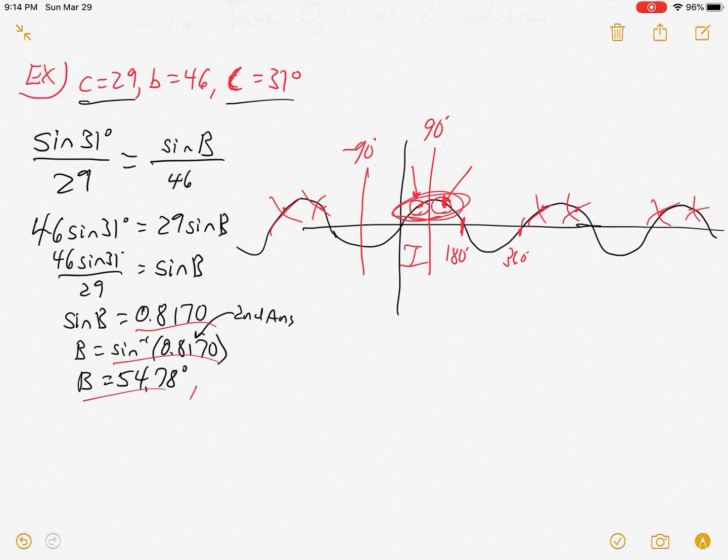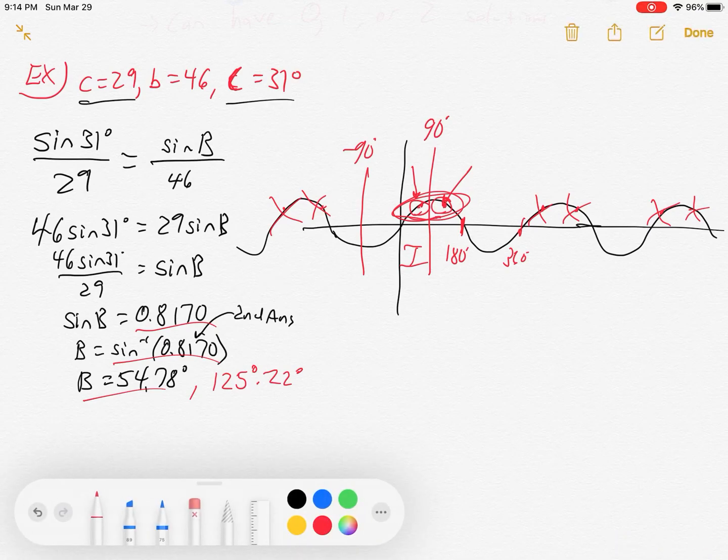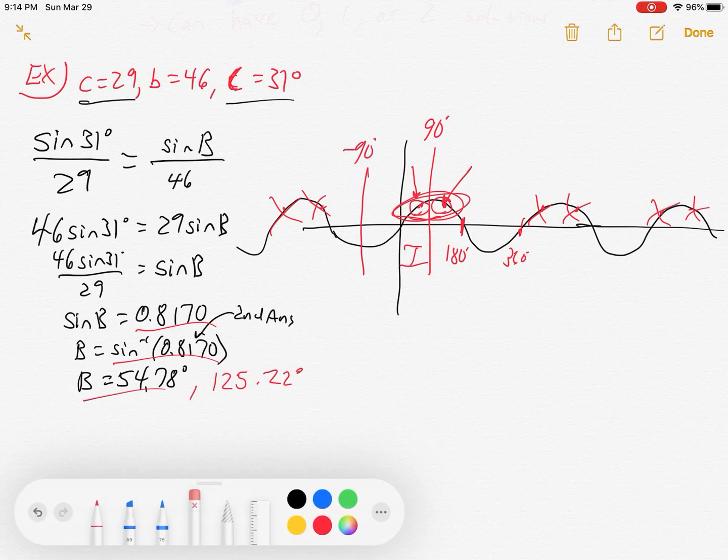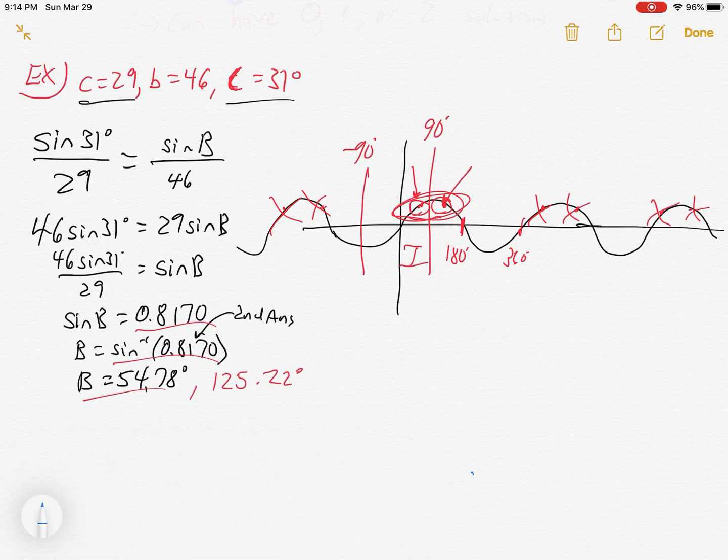So I'm going to write another answer, which is a supplement to this. Luckily, I wrote this down in advance. It's 125.22 degrees. Hang on a second. I got 2 degree symbols. There we go. Okay, 125.22 degrees. And again, I got that because I did 180 minus that 54.78. So these are both possible answers for B.